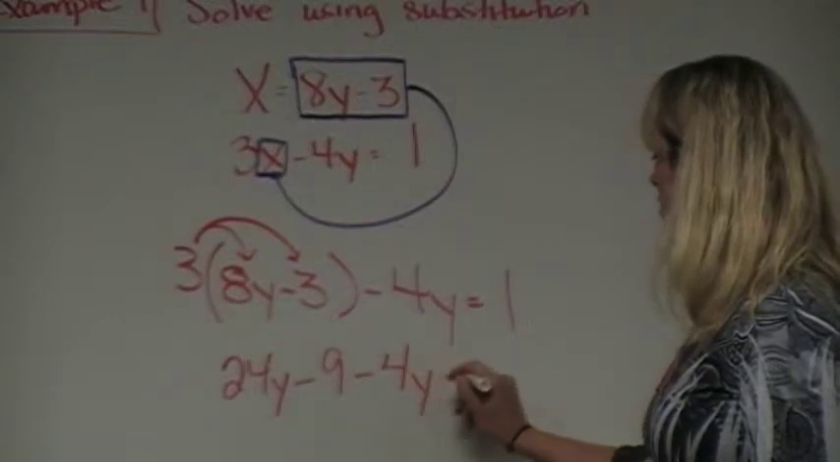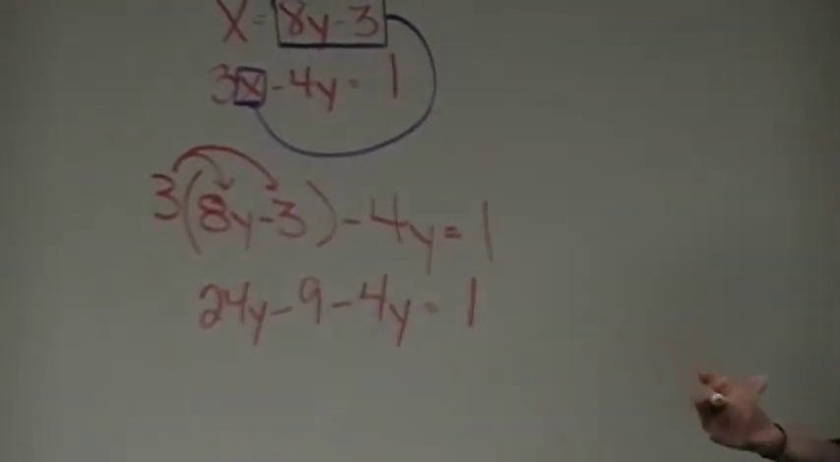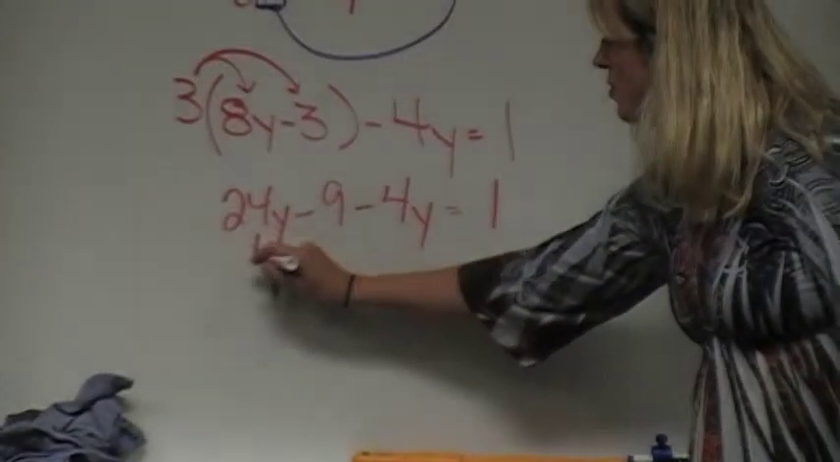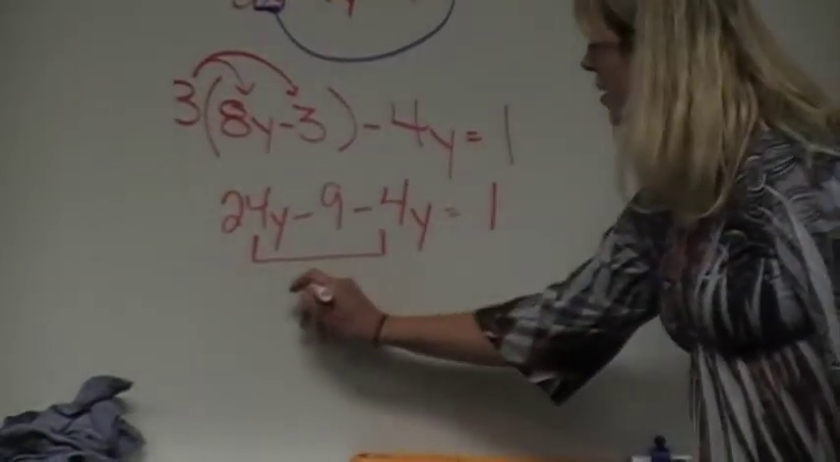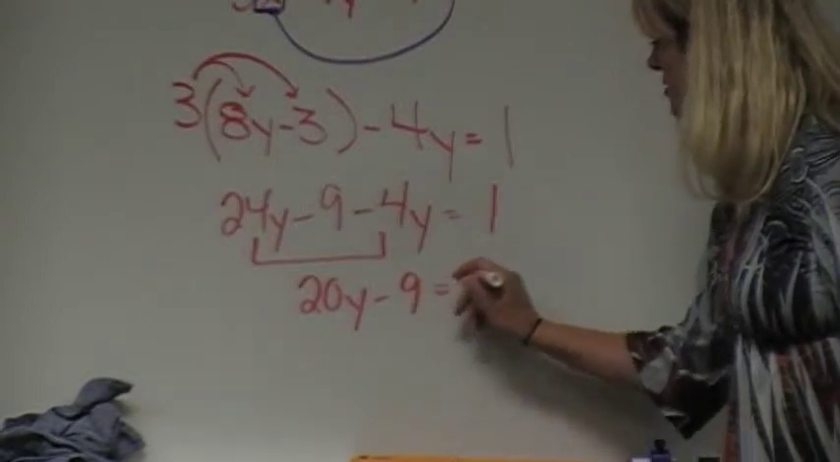Negative 4y equals 1, exactly. Now I've got like what? What do you see? Like terms, exactly. What's 24y minus 4y? 20y. Mrs. Topis, can you see this okay with the red? Yep. Okay, good. I just didn't know if you could see it.